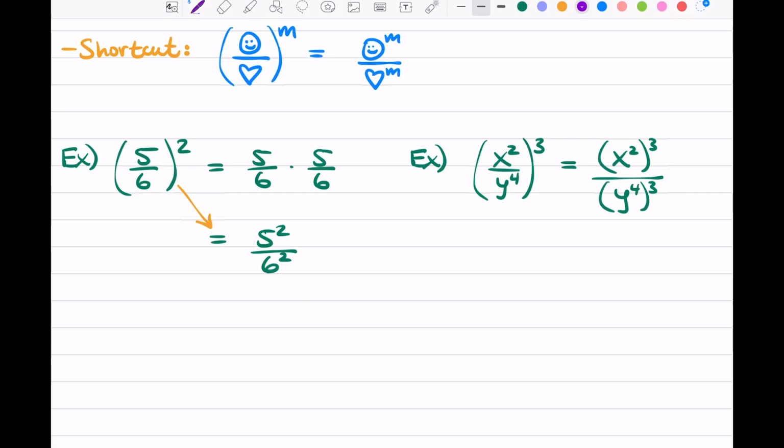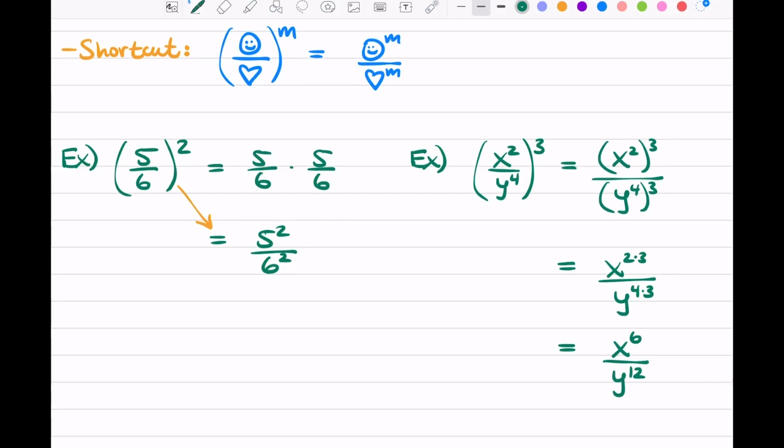And we learned in a previous video, if you have an exponent and we're raising that to another exponent, we just multiply those numbers. So we'd have x to the 2 times 3 power divided by y to the 4 times 3. And simplifying this, we would get x to the 6th power divided by y to the 12th power. Let's take a look at one more shortcut.